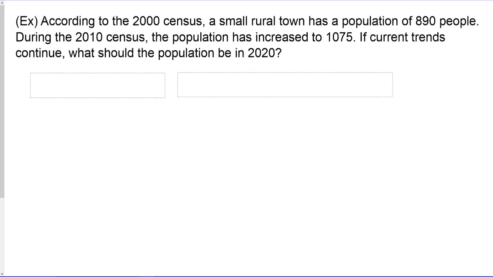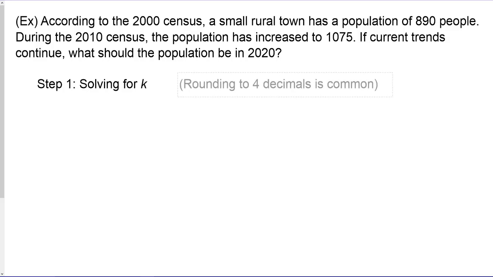Here's another example. According to the 2000 census, a small rural town has a population of 890 people. During the 2010 census, the population has increased to 1,075. If current trends continue, what should the population be in 2020? Well, the very first step we need to do here is solve for the value of k, which is our growth constant.